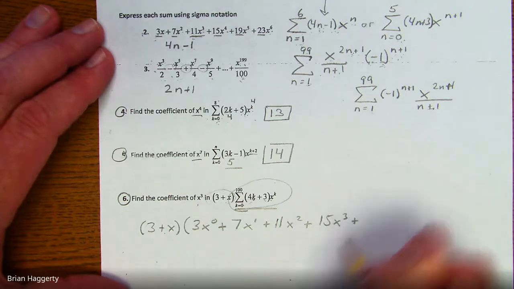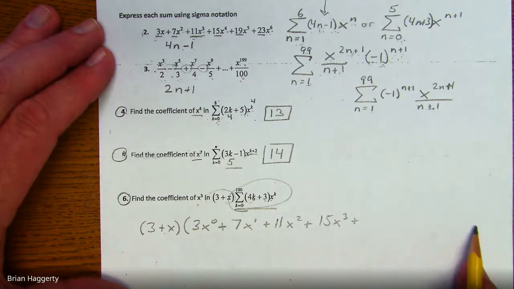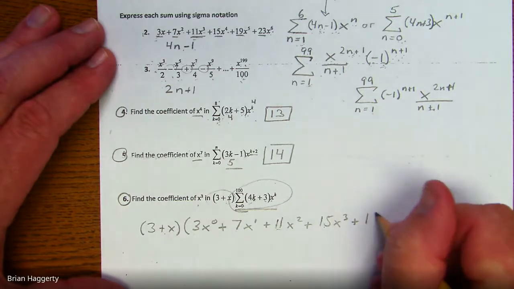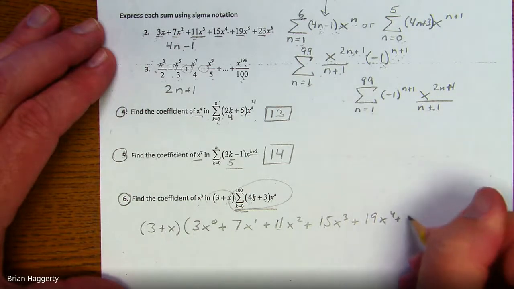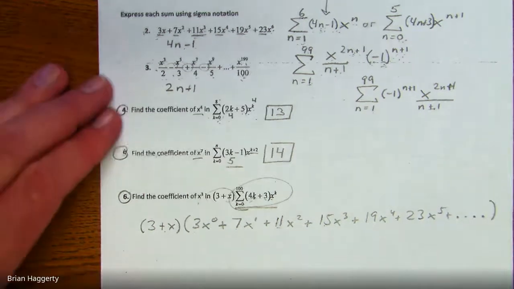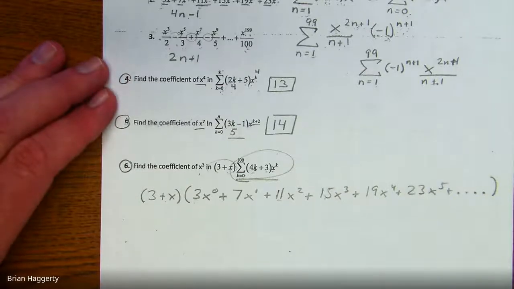And at this stage, you should feel pretty confident of what the pattern is for this polynomial. So 3, 7, 11, 15. So 19, x to the 4th. And then 23, x to the 5th. And so on. That's more than enough to establish what we need.